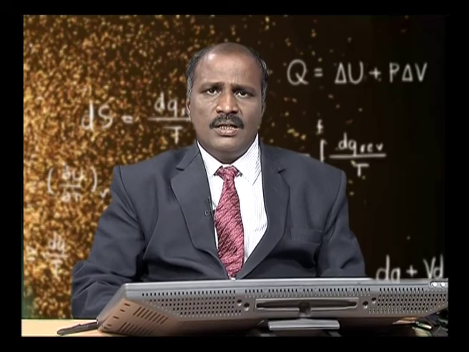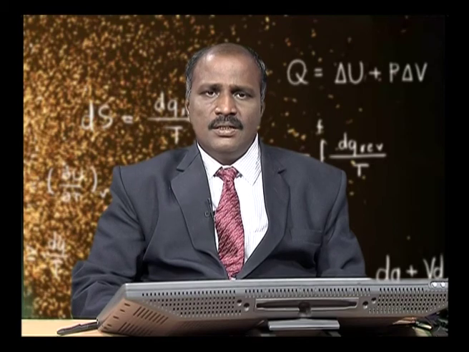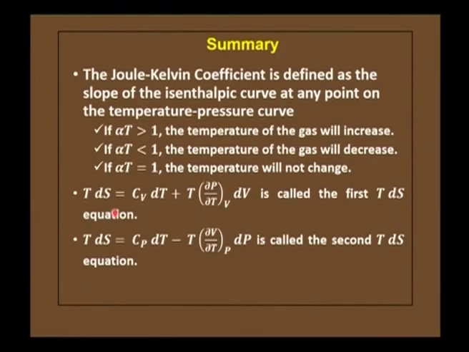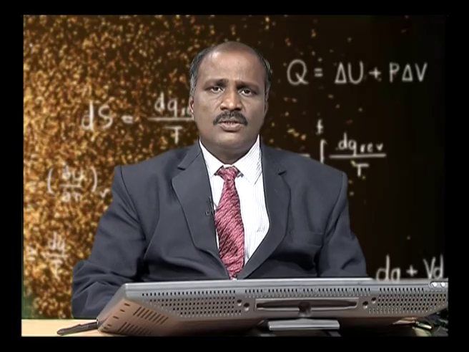Let me recall the first TdS equation. TdS is equal to Cv dT plus T (∂P/∂T) at constant V dV. The second TdS equation is TdS is equal to Cp dT minus T (∂V/∂T) at constant P dP. These are the questions.